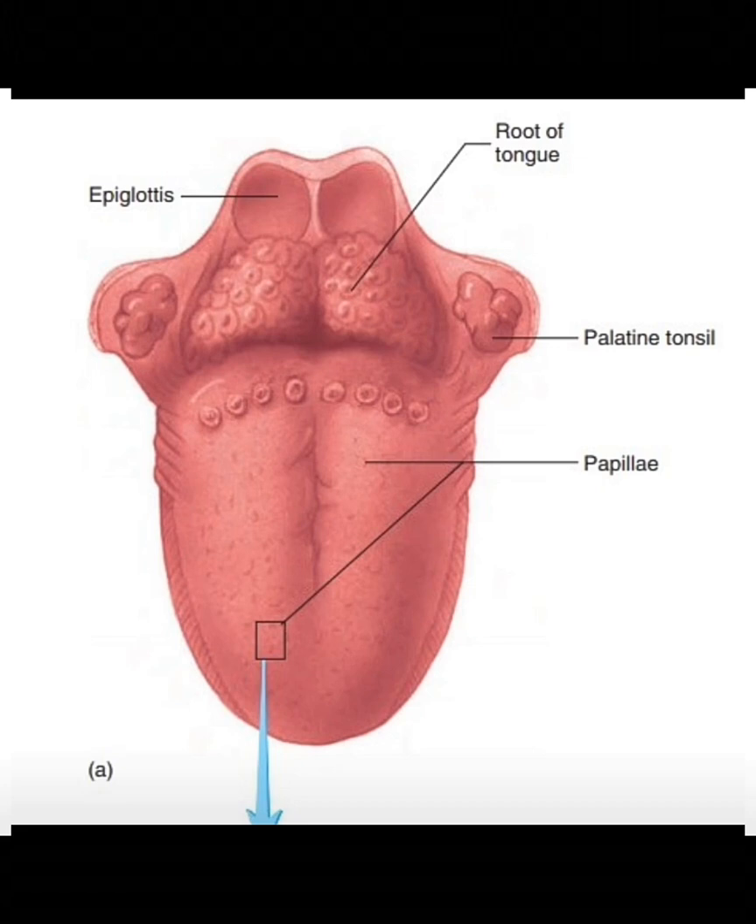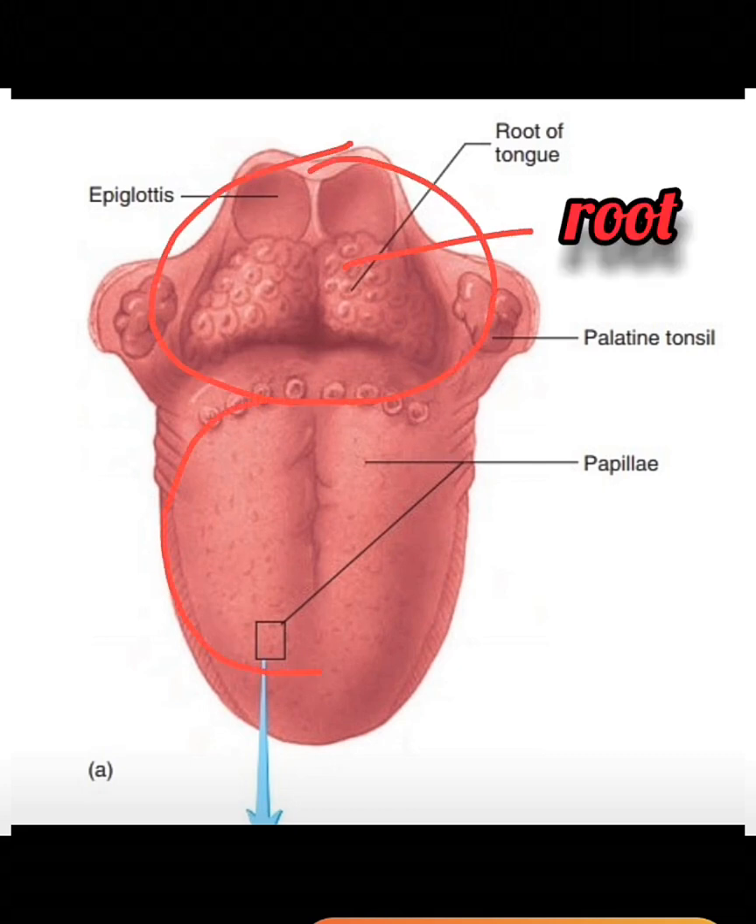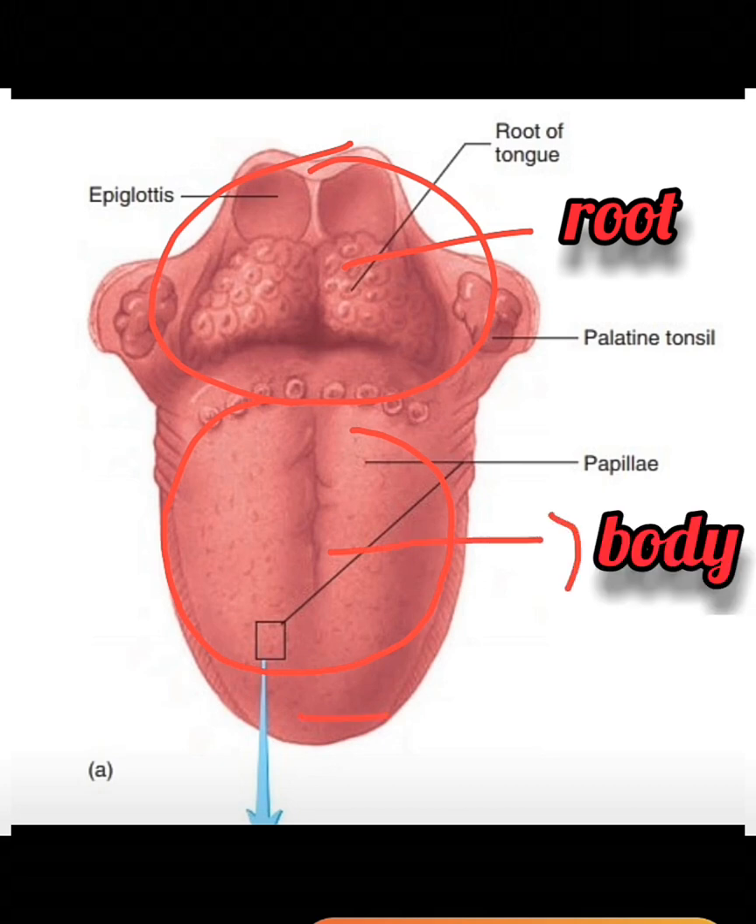The tongue is divided into three parts. They are root, body, and tip. So this is the root of the tongue, this is the body of the tongue, and this is the tip of the tongue.